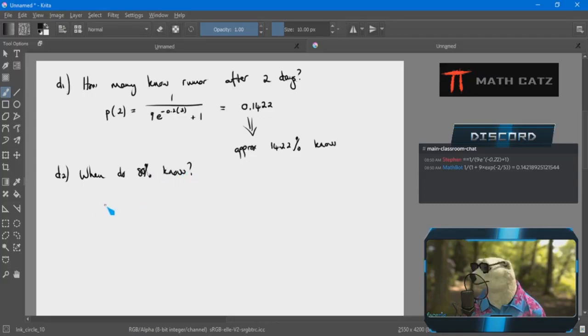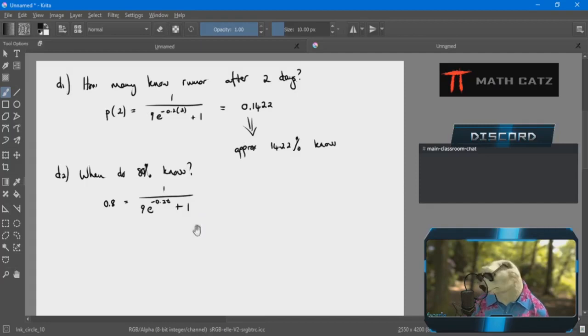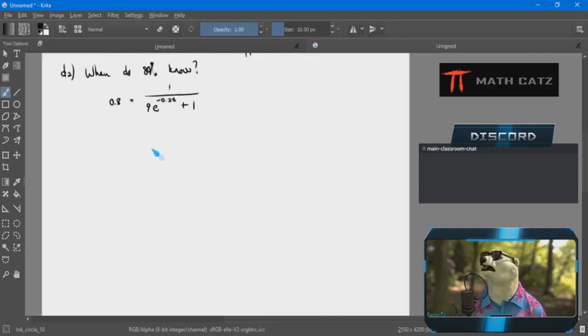Well, I just solve for T, time, and I have P is 0.8. So now I plug in 0.8 for P, and I'm looking to solve for time, which is essentially the same as what we've done before. I just have to flip these things around a little bit. So 9e to the negative 0.2 t all plus 1 equals 1 over 0.8. We can simplify that 1 over 0.8 first if we want to.